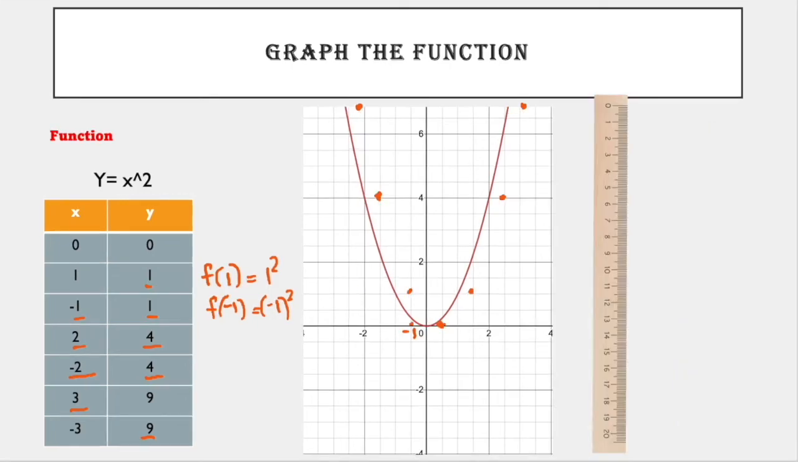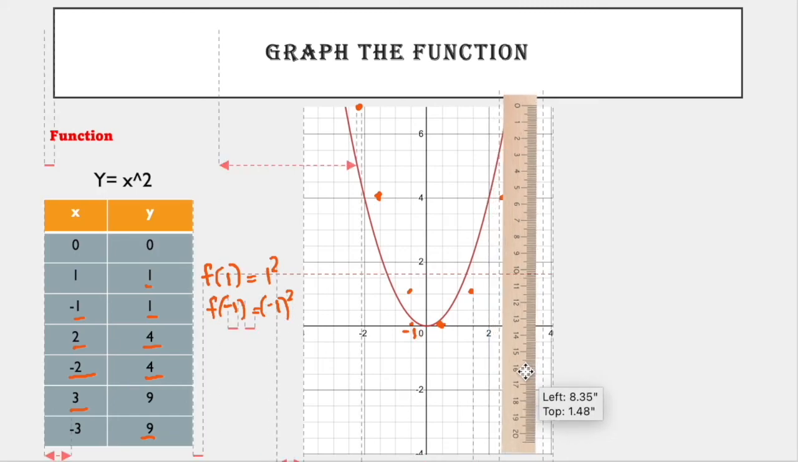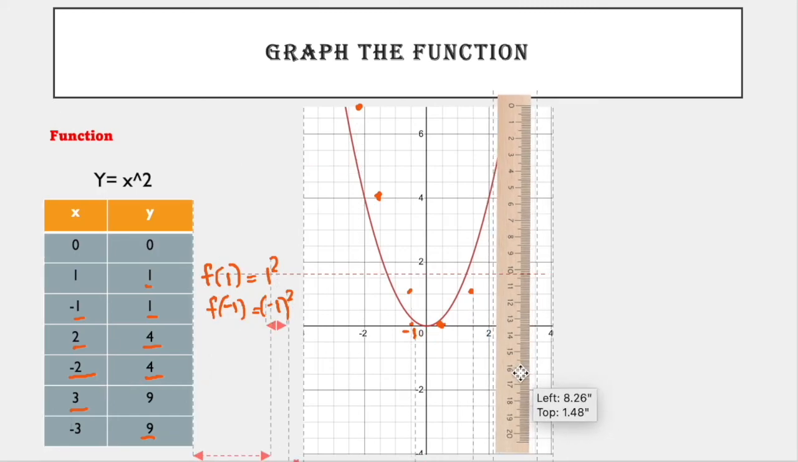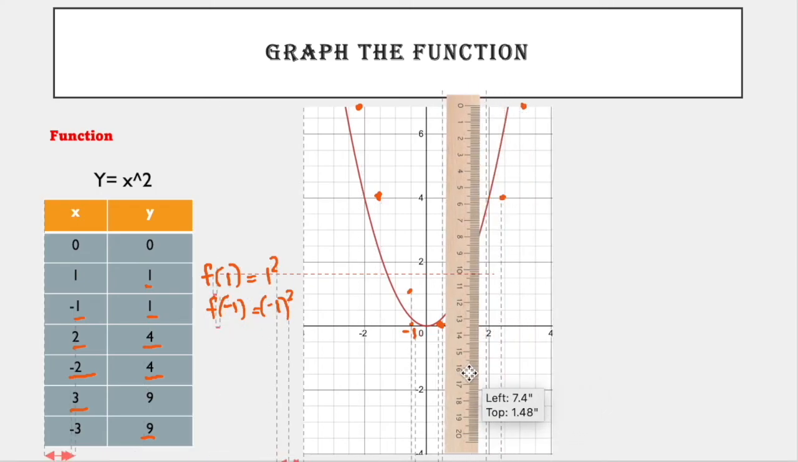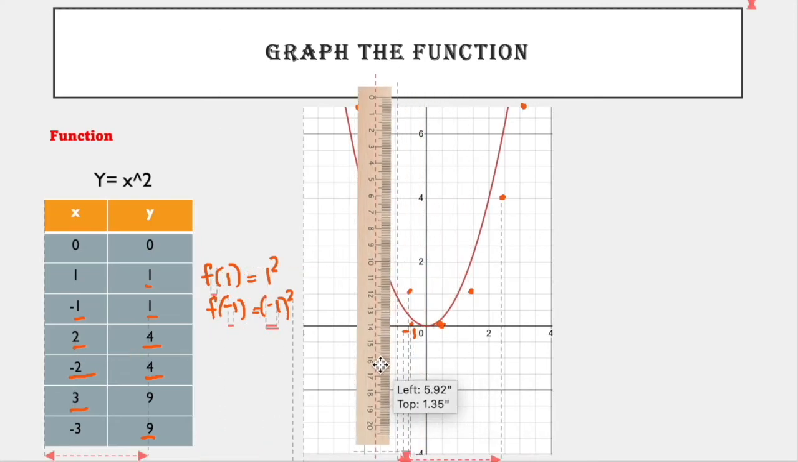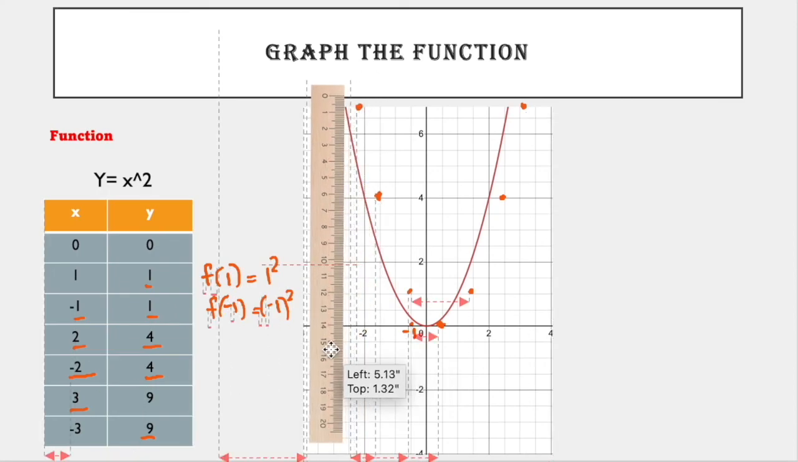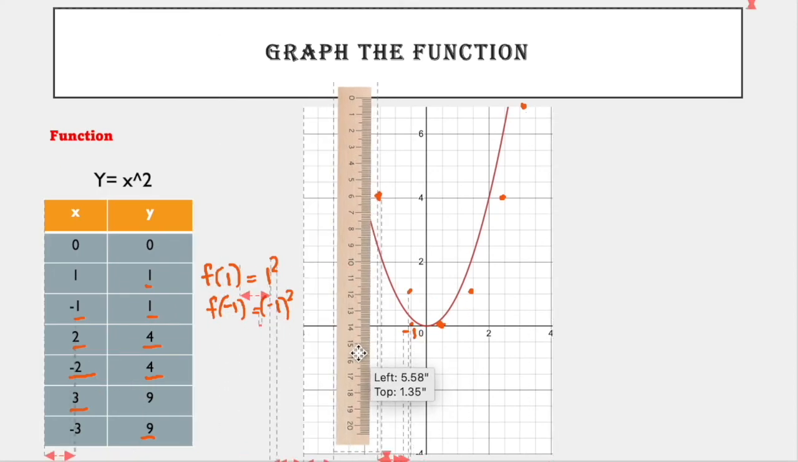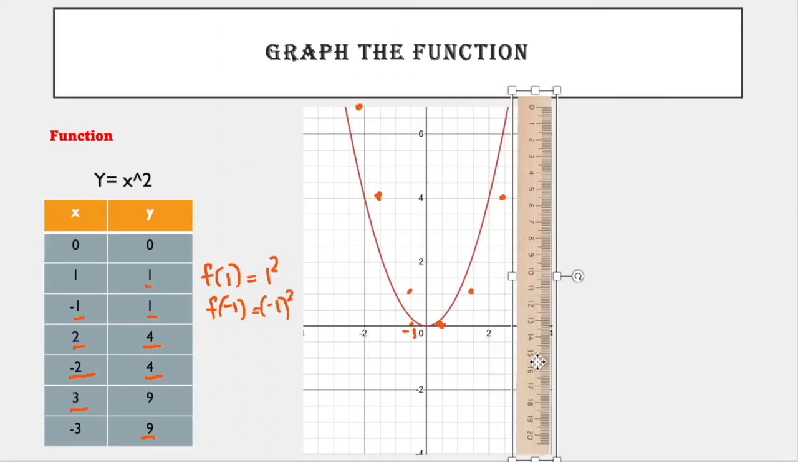Now, to check if the graph is that of a function or not, we can do something called a vertical line test. In that, we take a ruler and just run through the graph and see at what point it intersects. So here you can see the ruler intersects the graph exactly at one point all through the graph. Everywhere it intersects only at one point. So this is the graph of a function.